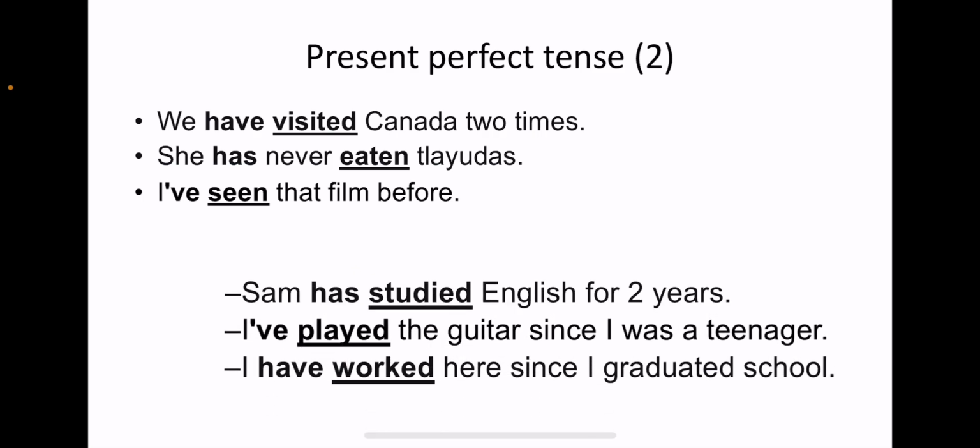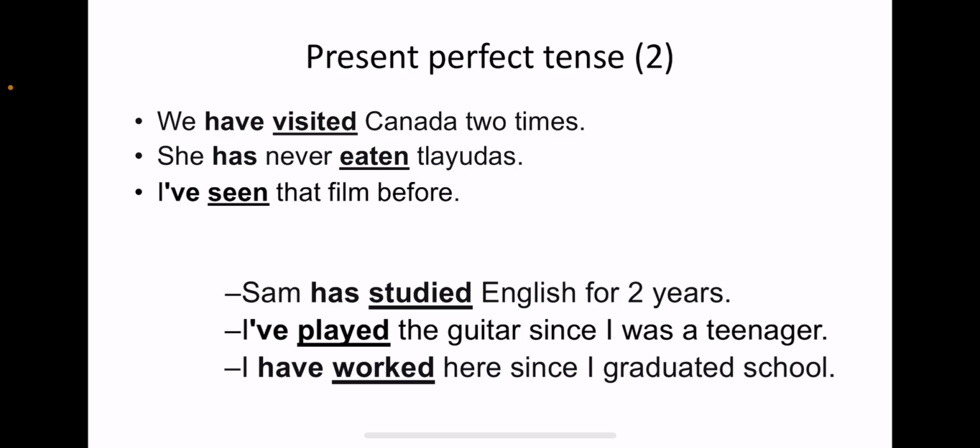The next three examples refer basically to activities that started in the past, but they continued up and probably they are occurring now in the present. So, for example, Sam has studied English for 2 years. I've played the guitar since I was a teenager, and I have worked here since I graduated school.